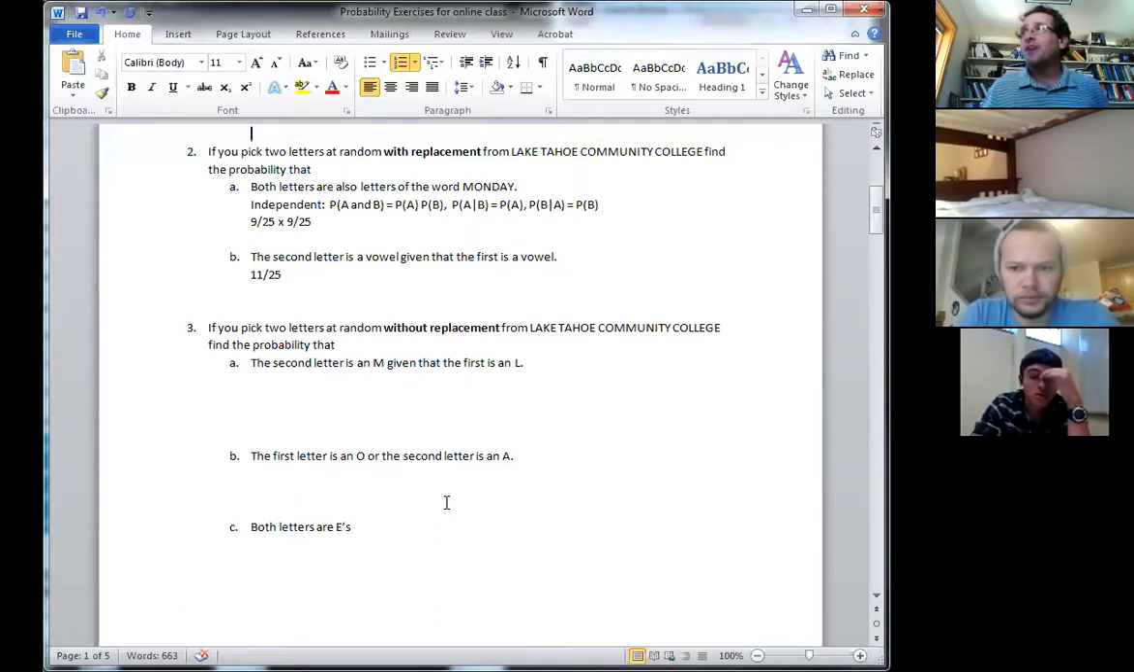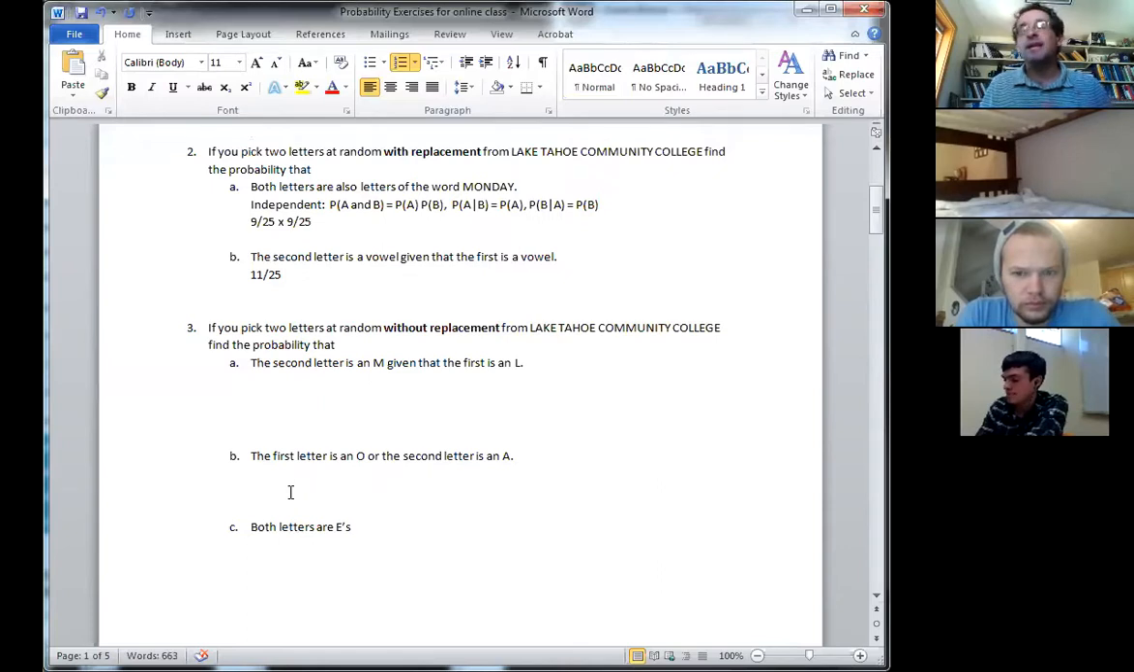There are 2 M's. Hopefully you can count that. They're both in community. And once you've taken an L out, there's still a couple L's in there. You haven't taken them all out. There's 24 letters left. Any questions on this? So the answer to part A is 2 out of 24. Any questions on that?